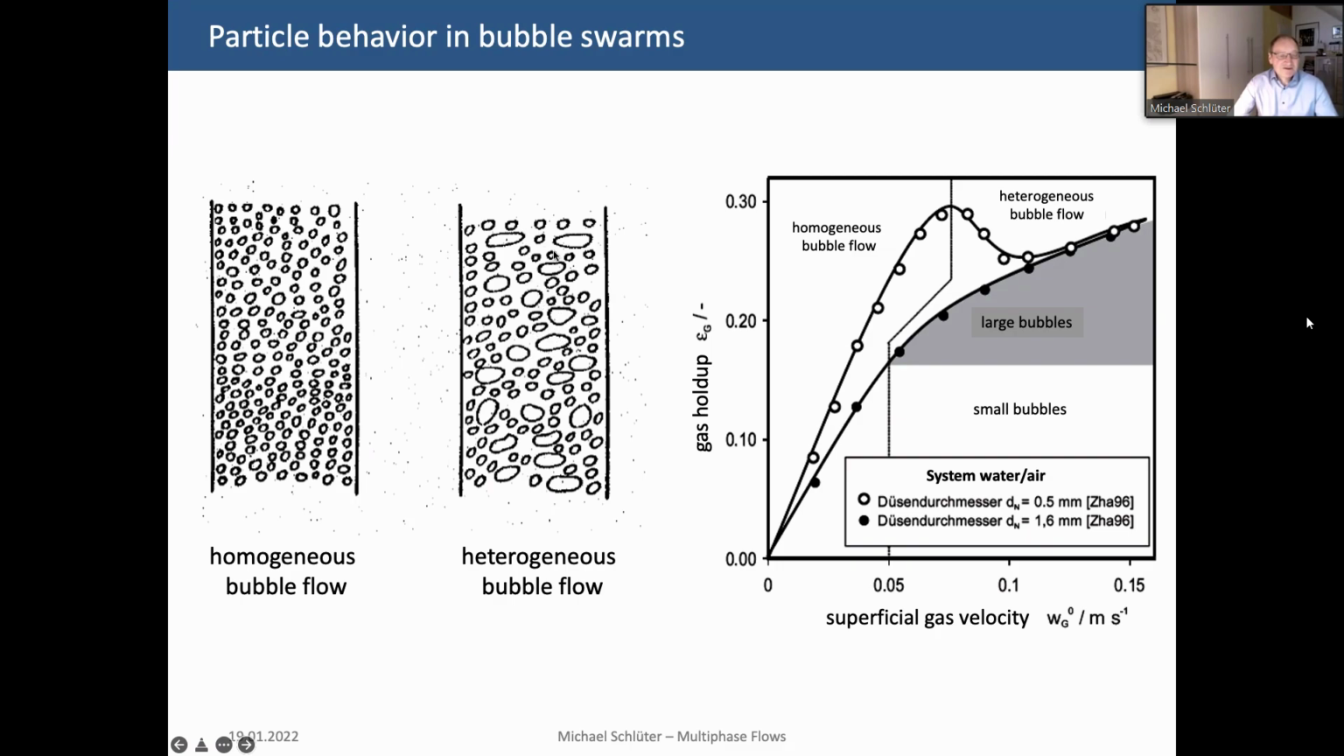But faster bubbles means lower residence time, means lower gas hold up, and this is why the gas hold up decreases here. So we can use this measurement to identify the transition from homogeneous to heterogeneous bubble regime. And this, of course, depends on the diameter of the nozzle and other geometries and other circumstances.